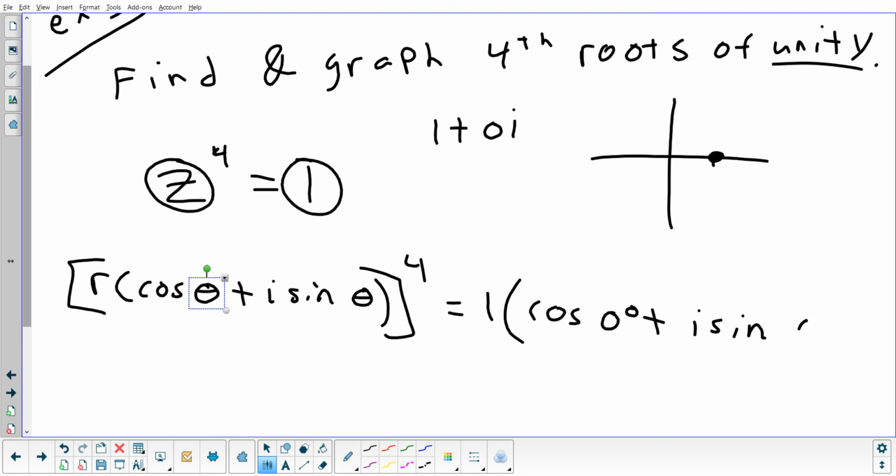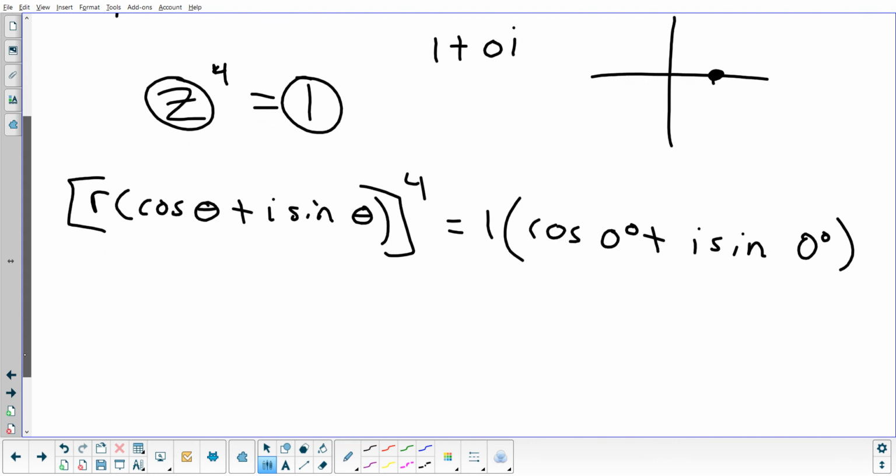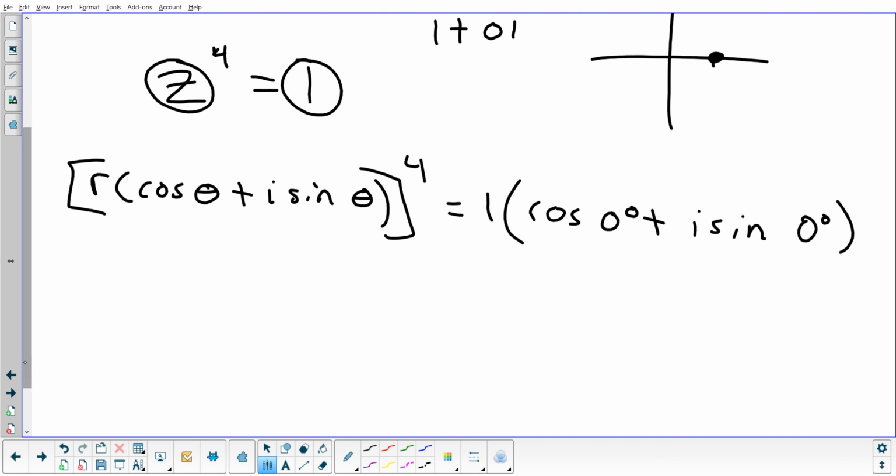So this right-hand side we just wrote down is different in every problem. You have to graph your point and find the radius, maybe using the Pythagorean theorem, and find the angle, possibly using inverse tangent. This was right on an axis, so I didn't have to do anything fancy. This left-hand part will stay exactly the same with the exception of the exponent. The right-hand part is different in every problem. All right, now let's do this left-hand side out.